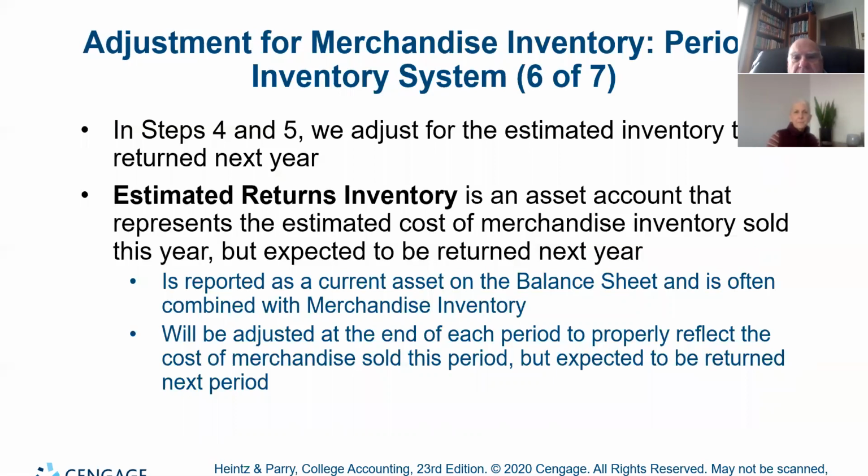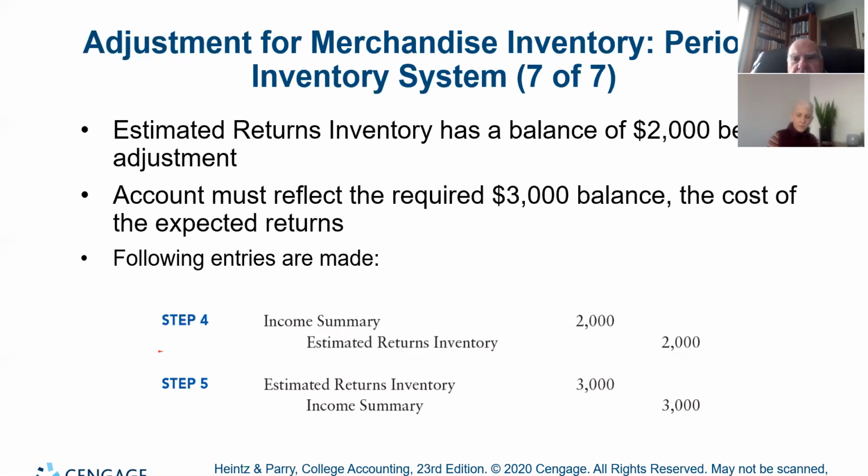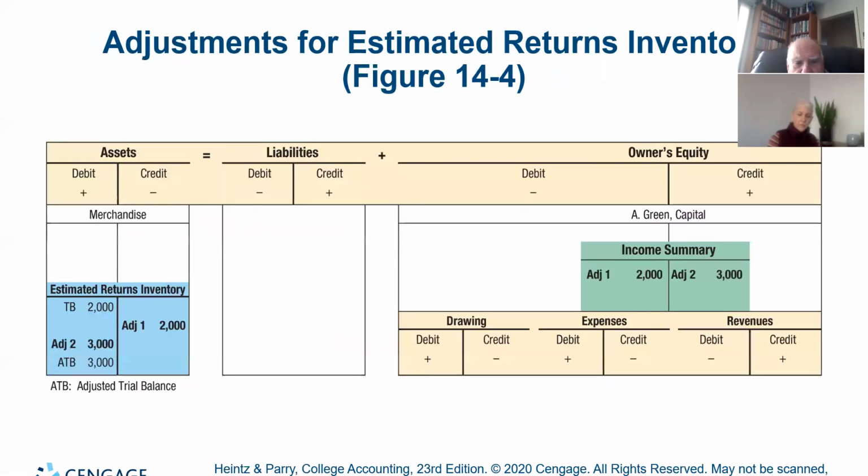Okay. Adjustment for merchandise inventory. Estimated inventory to be returned, same thing. We're not going to worry about these estimated items, okay? Adjustment for merchandise. We're not going to worry.